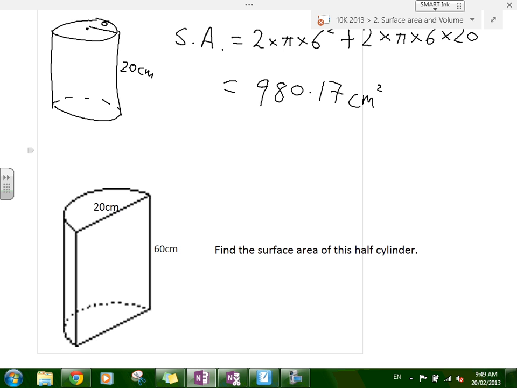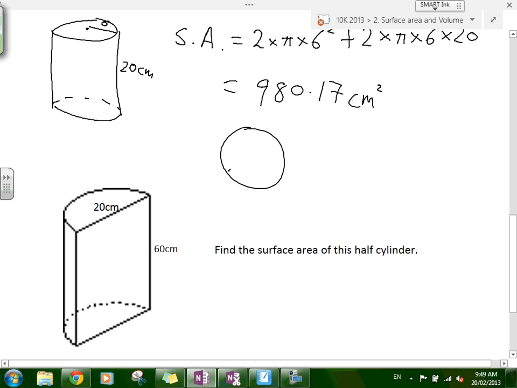Diameter and radius, we're familiar with these terms. Diameter is twice the radius. This is the diameter all the way across, and from the center, this is the radius. I'll make sure you're familiar with it. So if this is 20, then the radius, I'll draw it in here, must be 10. So we've got 60 is the height, 10 is the radius, 20 is the diameter.